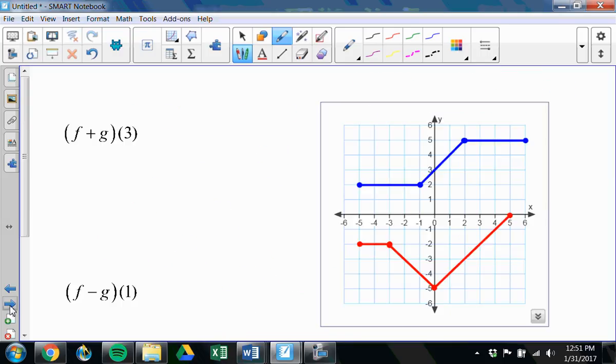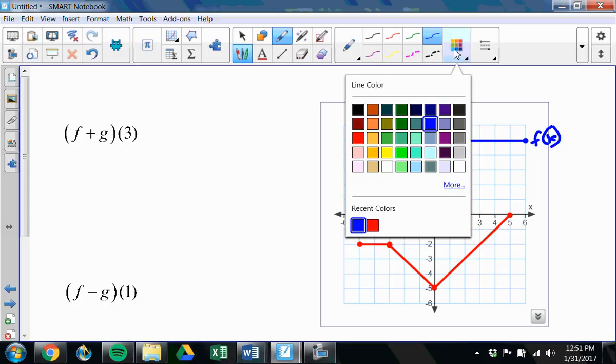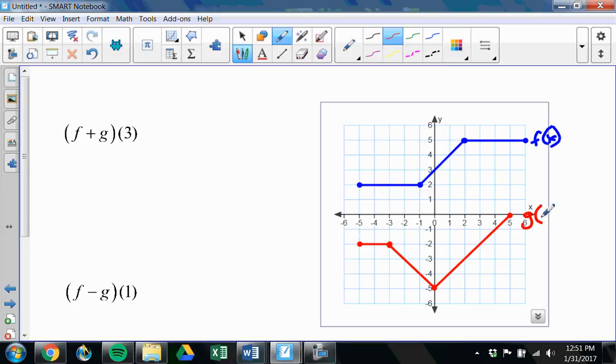Finally, we can add and subtract functions if they're graphs. This blue graph here will be f of x, and the red graph will be g of x. If I want to do f plus g of 3, I would do f of 3 plus g of 3. f of 3 is 5. g of 3 is negative 2. 5 plus negative 2 is 3.